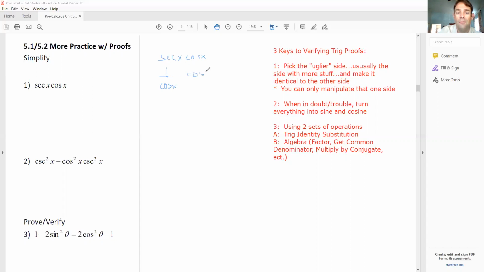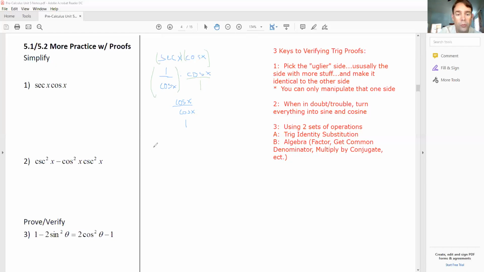And so on your notes, you guys are kind of following along. These are the things we're looking at as you're going through and dealing with these. So secant x, cosine x. We change one of them. And I could have changed cosine x into 1 over secant x just as easy. And so this is the same thing as being over 1. So we end up with cosine x over cosine x, which is equal to 1. So we're just looking for what can we do? What things can we clean up?